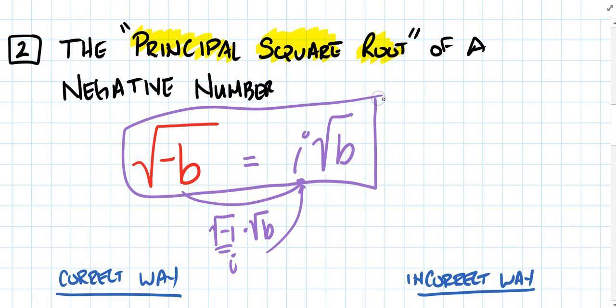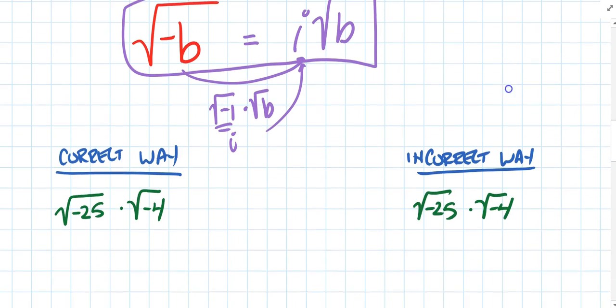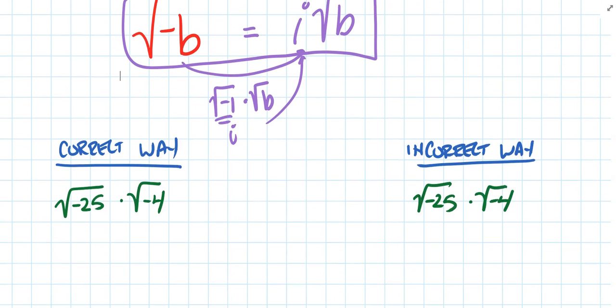This is the one that we're going to be dealing with. We don't need to worry about the plus or minus anymore because this is going to be the principal square root. So let me give you a correct way and an incorrect way to talk about principal square roots and so on and so forth. So for us, if I take the square root of negative 25 times the square root of negative 4, the correct way to deal with this would be the square root of negative 1 times the square root of 25 multiplied by the square root of negative 1 times the square root of 4.